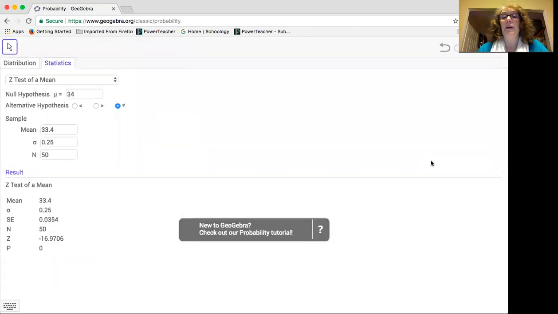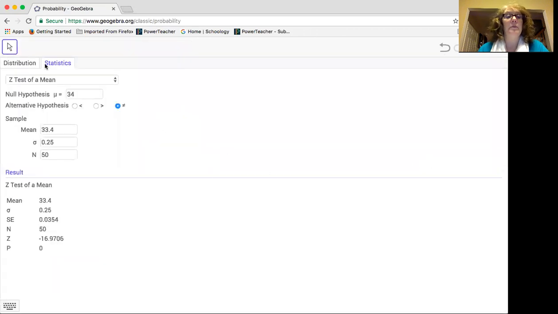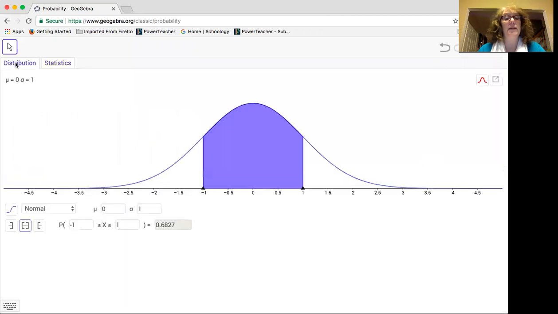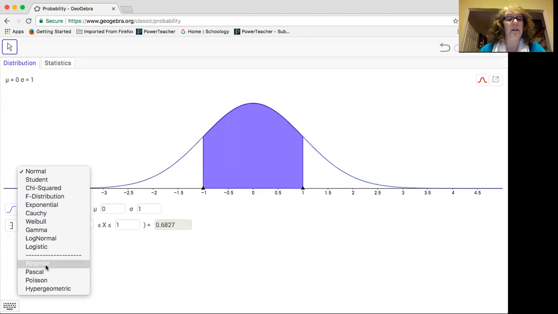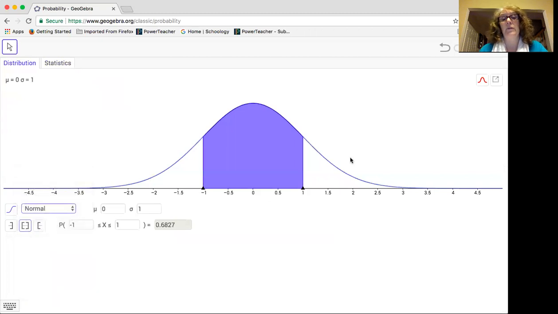The second part is the probability part, which allows the student to look at the normal distribution, which is a huge part of statistics. And currently it's in normal, but you have a chi-squared, F distribution and exponential distribution, which are all part of statistics, as well as binomial, Poisson, Pascal, and hypergeometric. So we're going to stay in the normal.